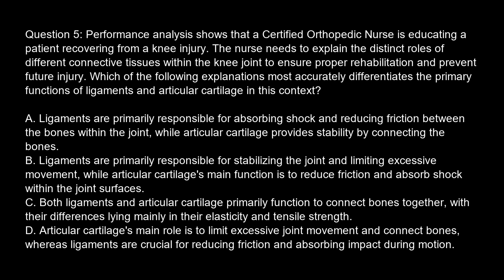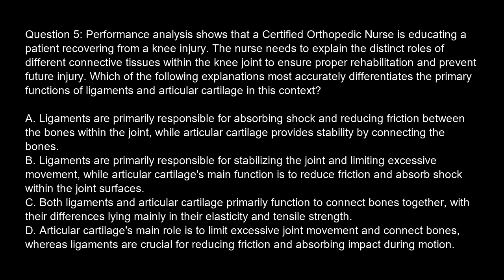in this context? Option A. Ligaments are primarily responsible for absorbing shock and reducing friction between the bones within the joint, while articular cartilage provides stability by connecting the bones. Option B. Ligaments are primarily responsible for stabilizing the joint and limiting excessive movement, while articular cartilage's main function is to reduce friction and absorb shock within the joint surfaces.